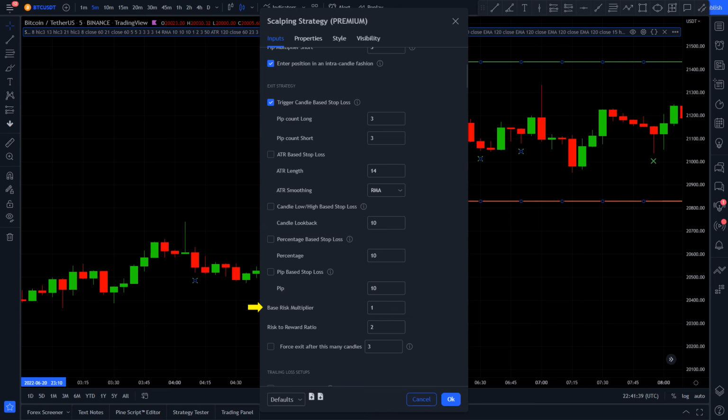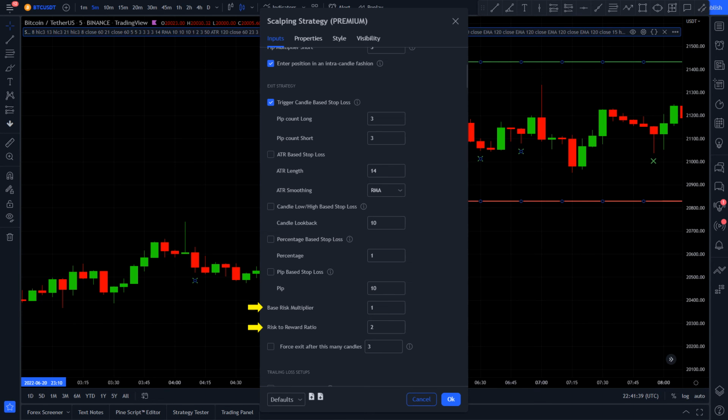So let's say if you set a 1% based stop loss and the base risk value is also 1, then the stop loss is going to be 1% away from the entry. But if the base risk multiplier is 2, then the stop loss will be 2 times 1%, so a 2% distance. If your base risk is 1 and your risk to reward ratio is 2, then the stop loss will be 1% distance from the entry point and the take profit will be a 2% distance from the entry point, giving you a 1 to 2 risk to reward ratio.